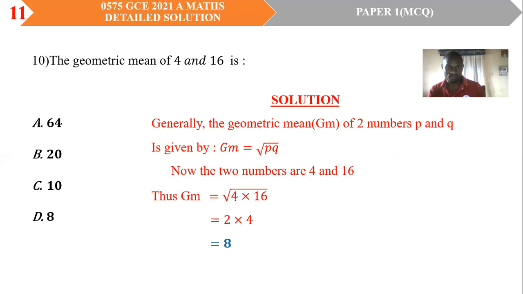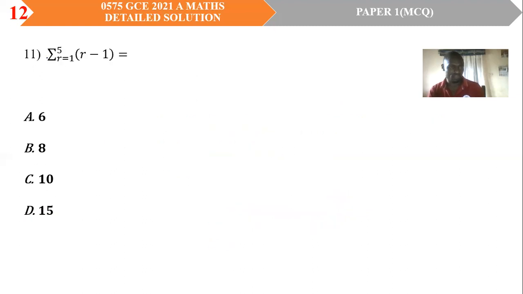So now the two numbers are 4 and 16. Thus, the geometric mean will be the square root of 4 times 16. This is simplified as the square root of 4 times the square root of 16. And we know that the square root of 4 gives 2, and the square root of 16 gives 4. So 2 times 4 is 8. Answer D. We move to question 11.